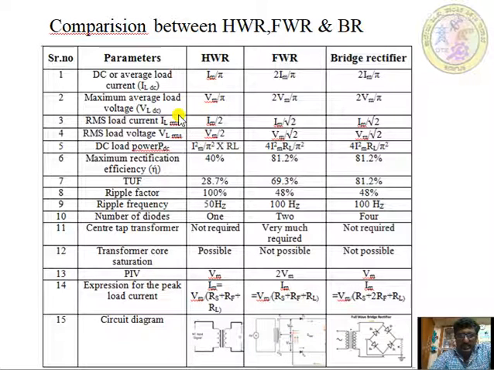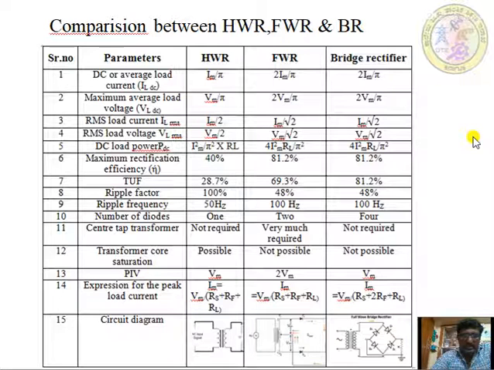And the RMS load current I_L is Im by 2 for half wave rectifier, while for full wave rectifier as well as for bridge rectifier it is Im by root 2. The RMS load voltage V_L RMS is equal to Vm by 2 for half wave rectifier. For full wave rectifier it is Vm by root 2, and for bridge rectifier it is also Vm by root 2. The DC load power is given by P_DC. For half wave rectifier it is I square m by pi square into RL, and it is twice that for full wave rectifier, that is, 4 I square m into RL by pi square. And for bridge rectifier it is also the same.